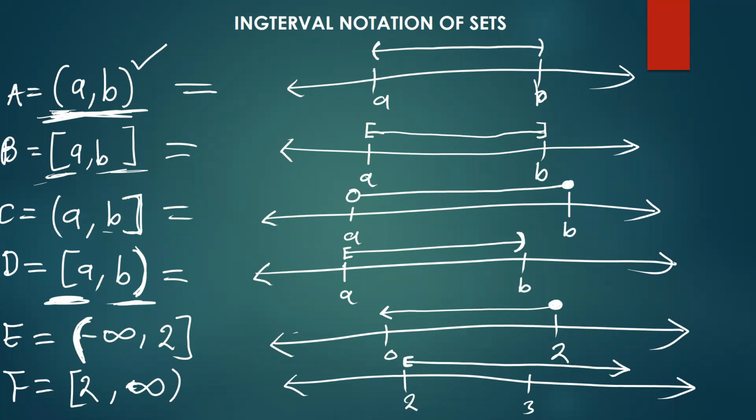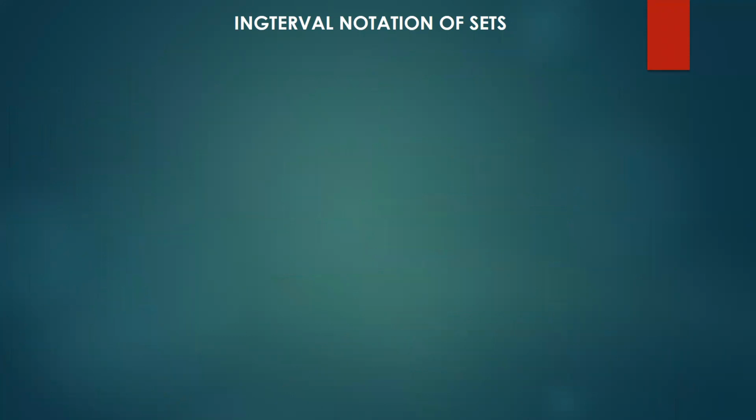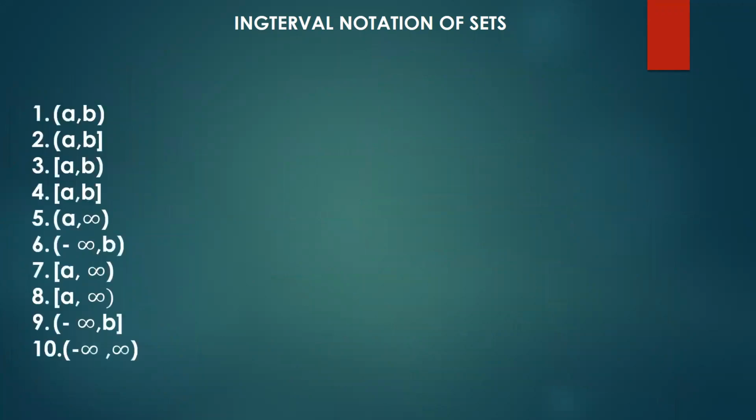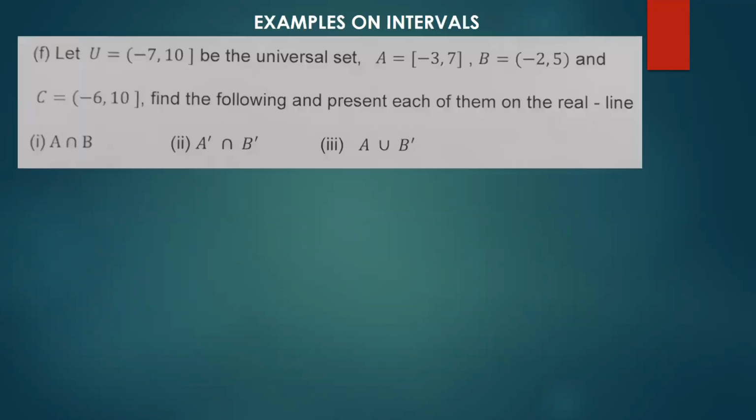Right, so we proceed. Let's look at some of the examples. I think this is what I was explaining, and I've explained almost everything here. Okay, so let's look at this example. Let U be equal to, so this is our universal set. The universal set has been given as U equals open at -7 and closed at 10.